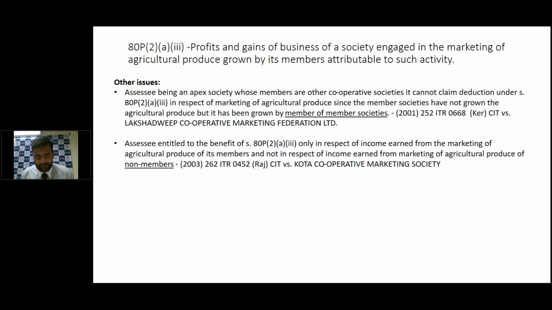Now here the issue came that society has to engage in marketing of agricultural produce grown by its members. So if an apex society has other societies as its members and those societies have members whose agricultural produce has been taken over by the apex society and has been marketed by the apex society, can they claim deduction? Supreme Court has said that you cannot claim deduction because the agricultural produce has to be grown by the members, and in this case it was not grown by the members but members of members. Similar view has been held by Rajasthan High Court. With utmost respect, here a liberal construction was required. It has not been taken into consideration.